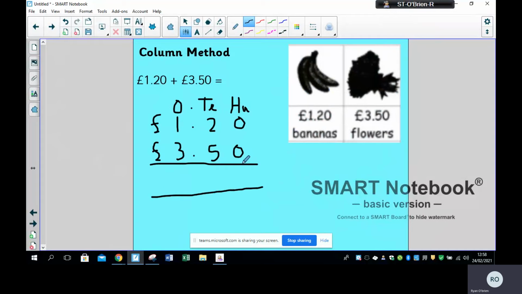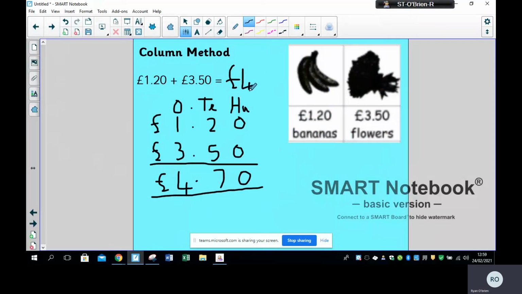0 pennies add 0 pennies, 0 pennies. 2 10p's add 5 10p's, or tenths, 7 10p's. Decimal point. £1 add £3, £4.70. So it's exactly the same as the column method that we already know. You line the numbers up so they're in the right column. You add from the right and you get the answer, £4.70.